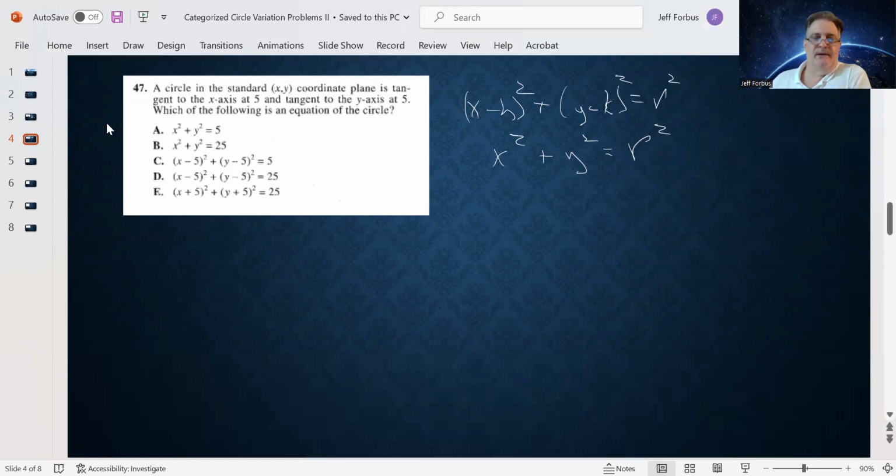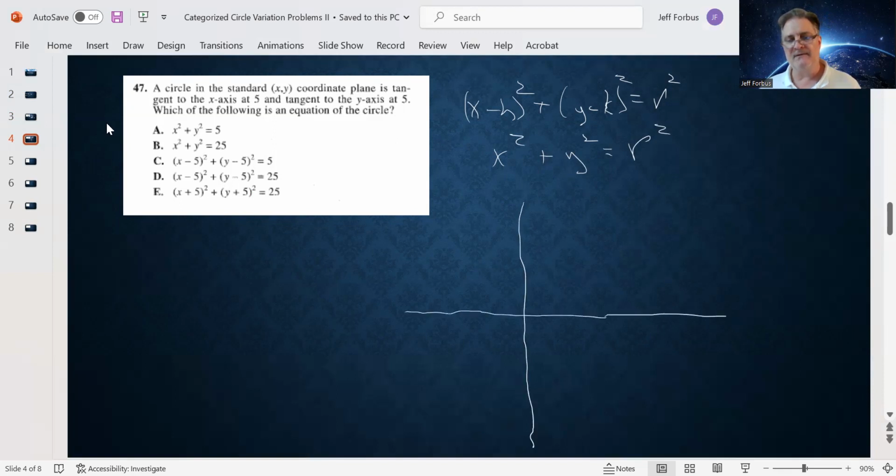A circle is in the standard coordinate plane, tangent to the x-axis at 5 and tangent to the y-axis at 5. So x-axis at 5 and y-axis at 5. Okay. I'm going to sketch a little graph here. And real quick, just to give us an idea what they're saying about the circle.